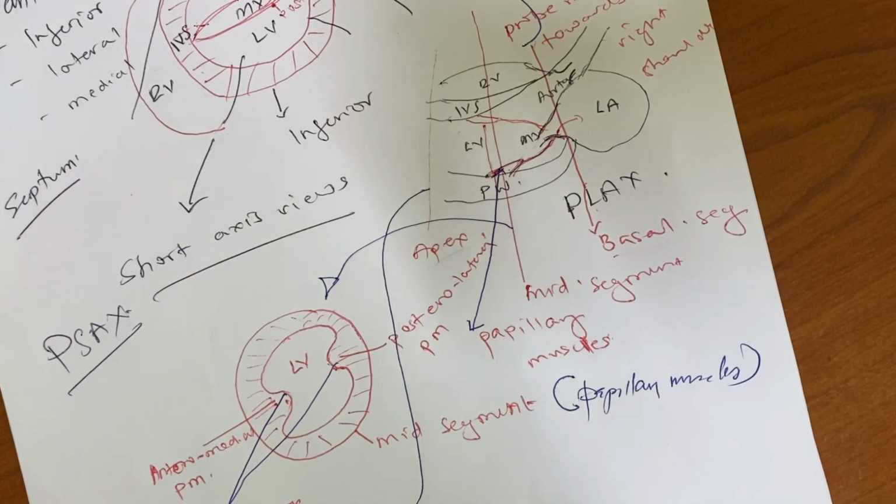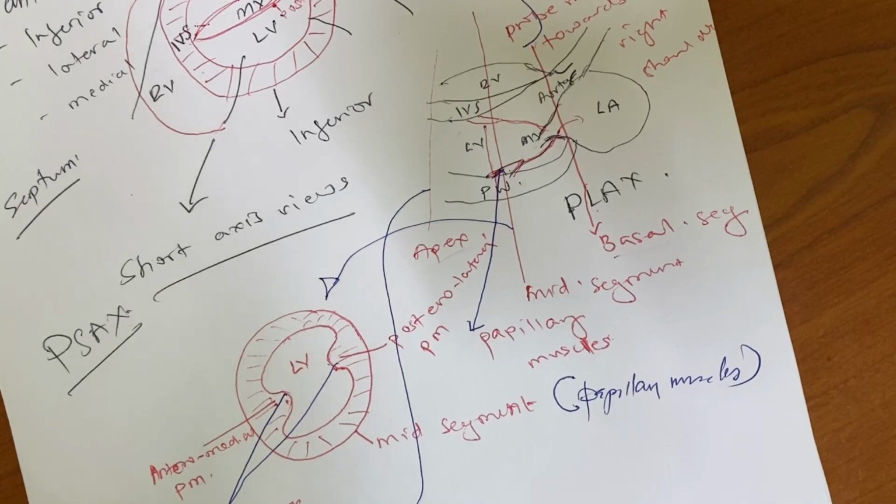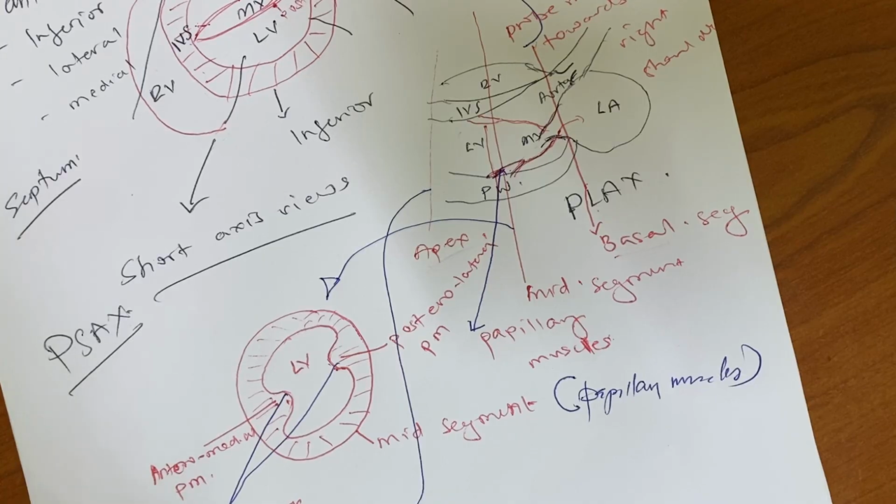So all those segments will amount to 17, if we divide them. And every segment has a significance, depending on the blood supply of the coronary arteries. Because one of the indications for echo, remember, was coronary artery disease.